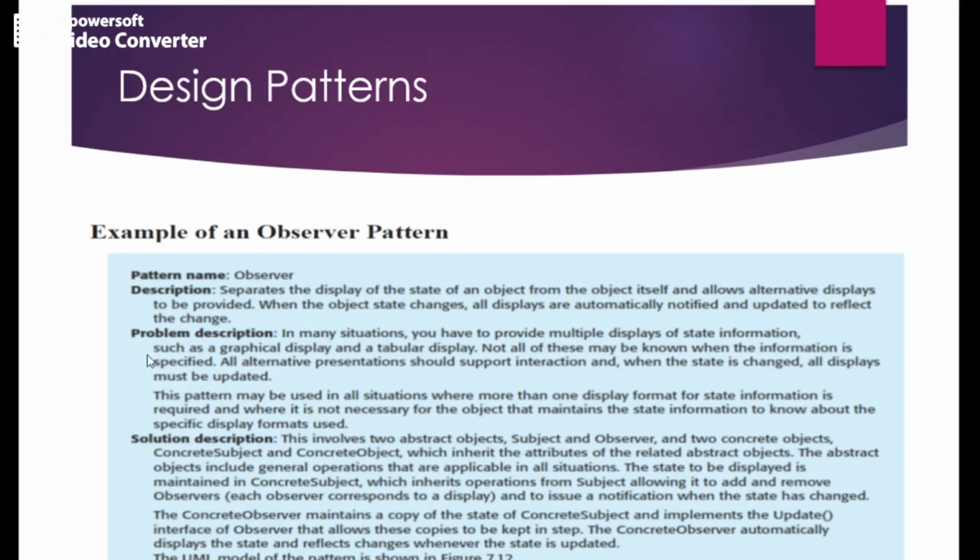Next, the problem description. It should not be a detailed specification, as I have told. In many situations, you have to provide multiple displays of state information, as the state of the object changes. Such as a graphical display, like a bar chart or pie chart, and a tabular display, which is data in table form. This helps you to clearly understand.